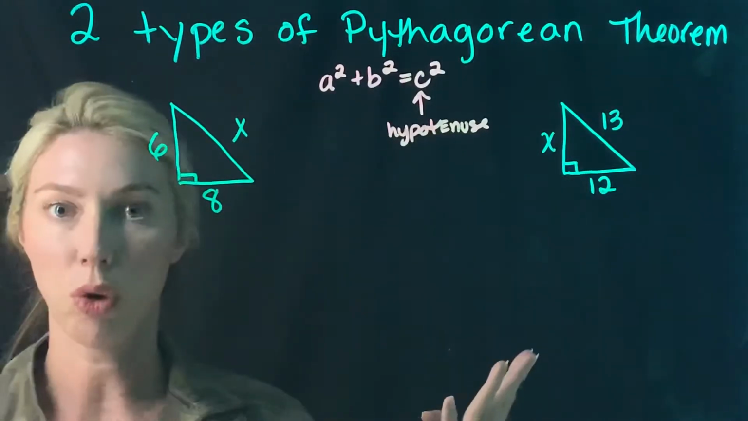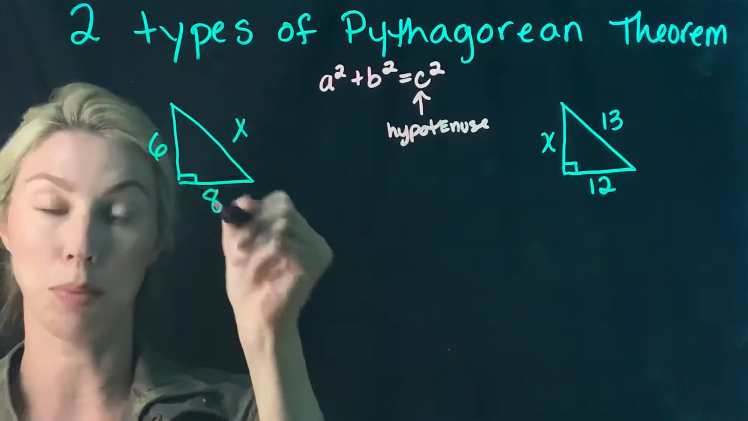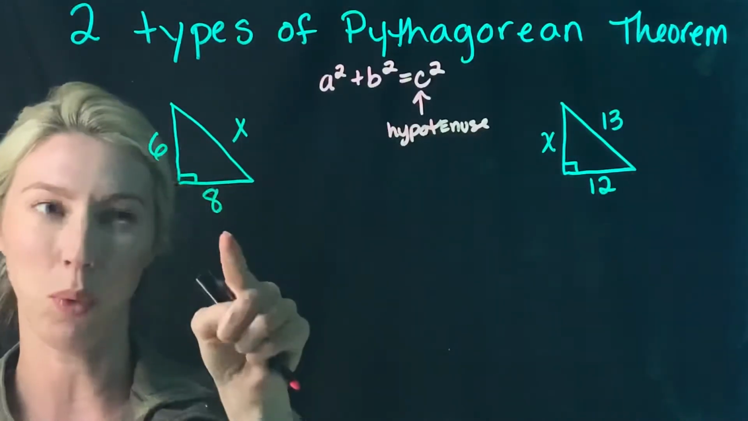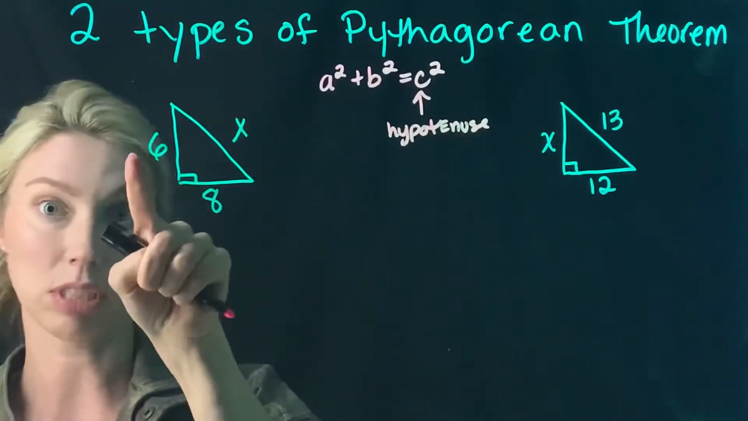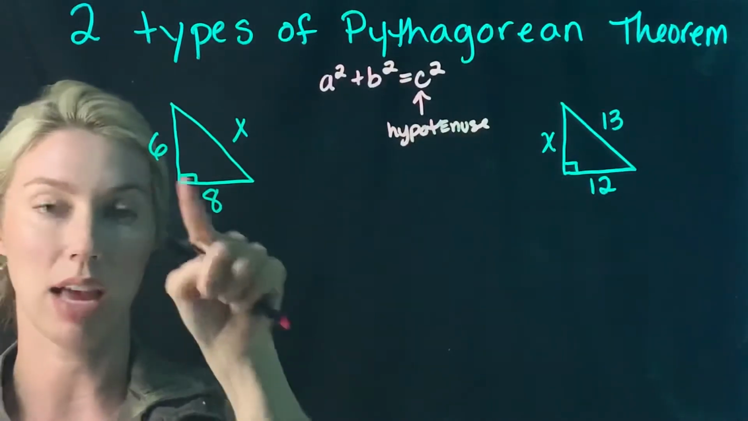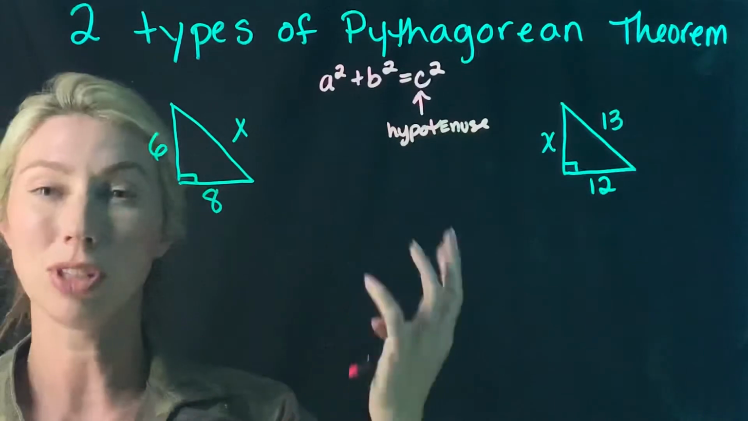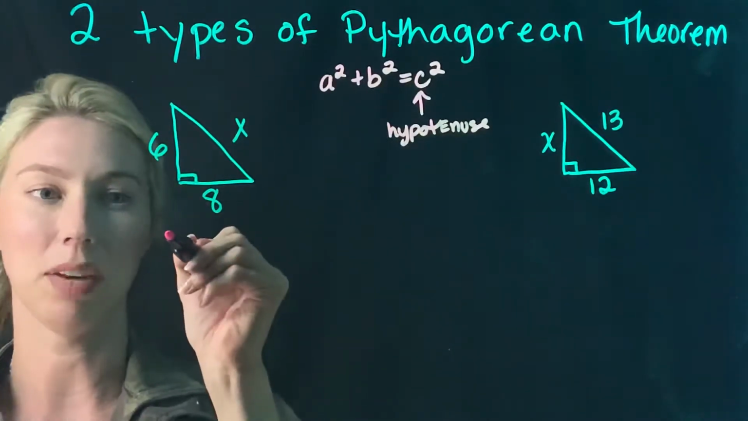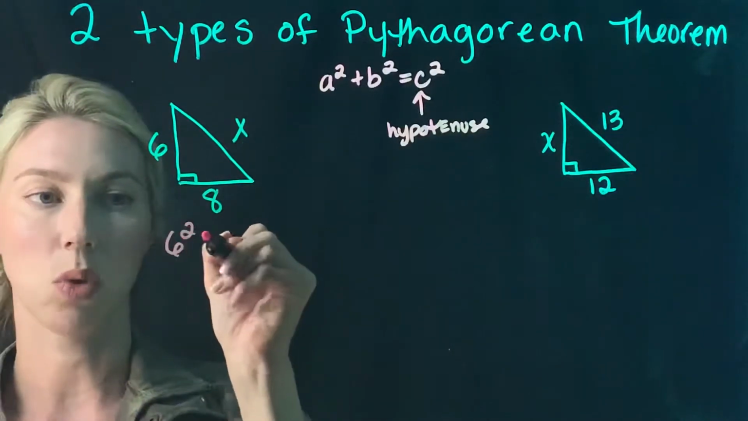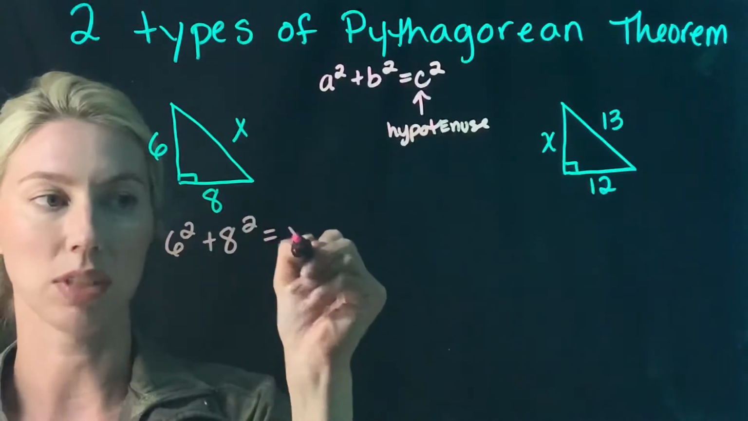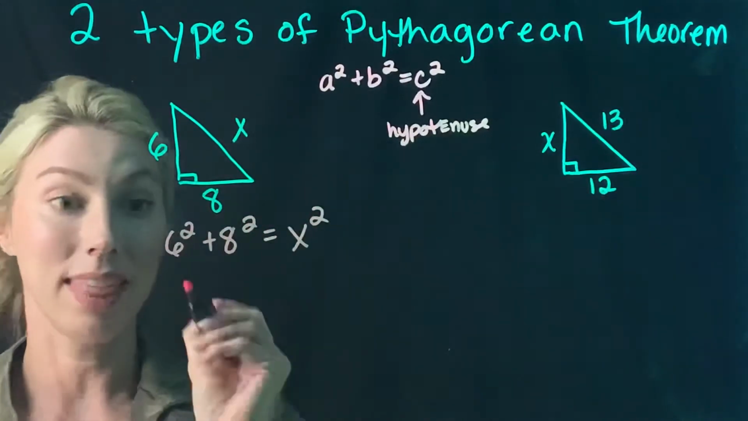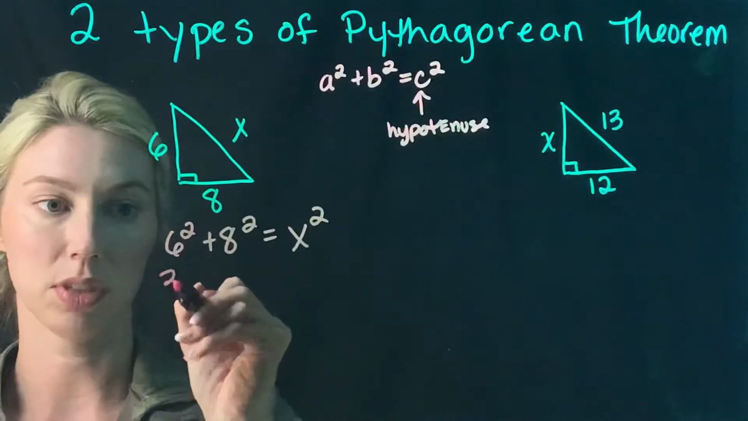And most students feel comfortable knowing that they can label either A or B. It won't matter whether you call the vertical side or the horizontal side A or B due to the commutative property of addition. So once you set it up, it doesn't matter which one you plug it in for. So we'll just say 6 squared plus 8 squared equals x squared. Then you'll square both of the numbers first.